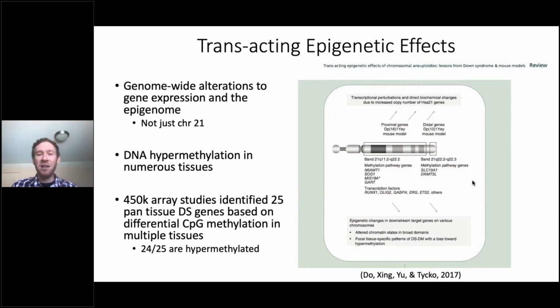And there's a few candidates for this located on chromosome 21 related to different aspects of establishing DNA methylation, as well as a number of transcription factors. Now, previous 450K array studies have identified these 25 pan-tissue Down syndrome genes based on their differential CpG methylation in multiple tissues, and notably, 24 out of 25 of these are hypermethylated.